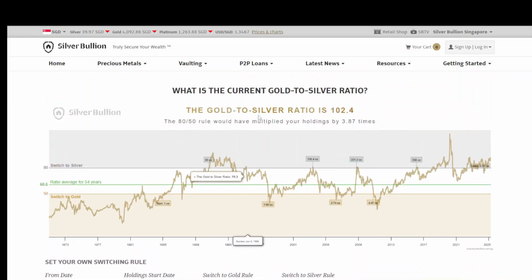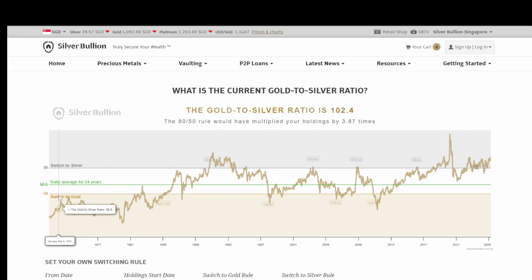So right now the gold silver ratio is 102.4, which is very high because normally we have this rule which is known as the 80-50 rule. So this 80-50 rule basically is a gauge whereby if the gold silver ratio, or also known as GSR, reaches 80, you need to switch to buying silver as compared to buying gold. So you can see this upper line here, 80. This is the ratio at 80.